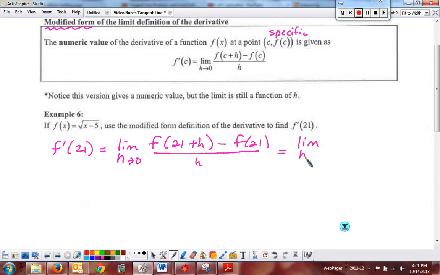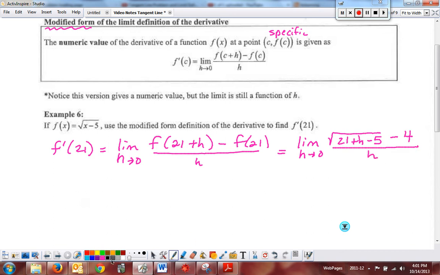would be the limit as h goes to 0 of the square root of 21 plus h minus 5, minus whatever f of 21 is. 21 minus 5 is 16, square root of 16 is 4, all over h.